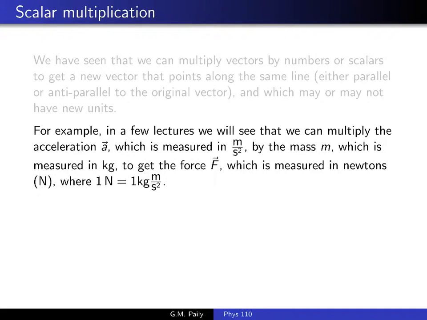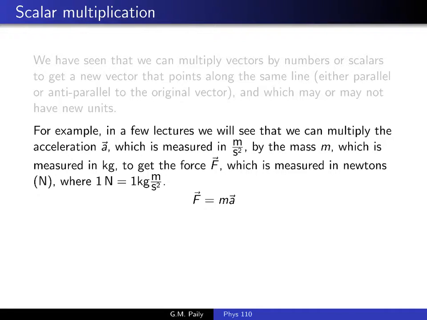Of course, you don't have to multiply a vector by just a pure number. It could be a number along with units. For example, when we start to deal with force, we will see that what we are doing is multiplying the acceleration, which is a vector with units of meters per second squared, by the mass, which is a scalar, and which is measured in kilograms. When we multiply meters per second squared with kilograms, we get kilograms times meters per second squared, which is a Newton. The equation describing this is F is equal to ma.